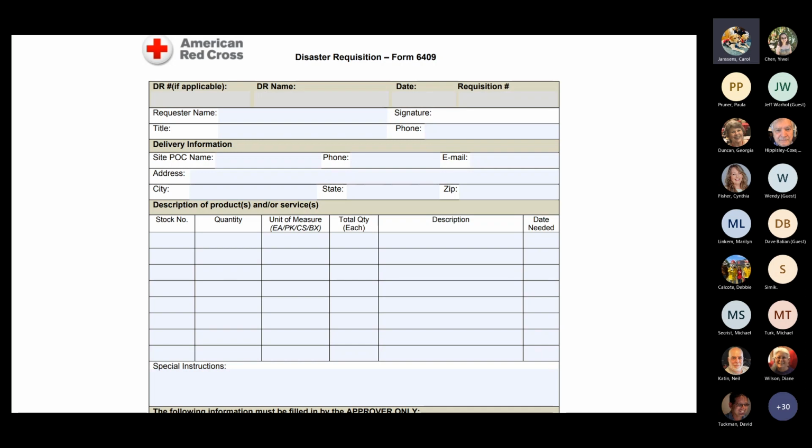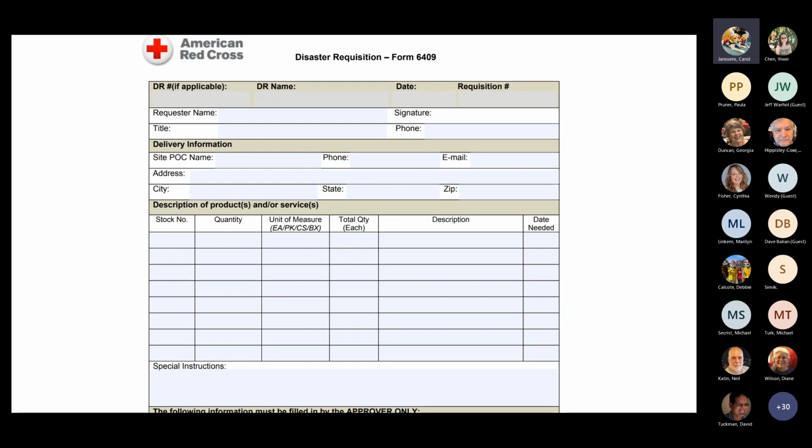So like if you're going to need water bottles, you don't just put you need 24 water bottles. You want to put individual water bottles, because otherwise you might end up with 24-gallon water bottles. So you want to give them enough information so they know what they want, but yet you also want to give them enough leeway so that they can get it.